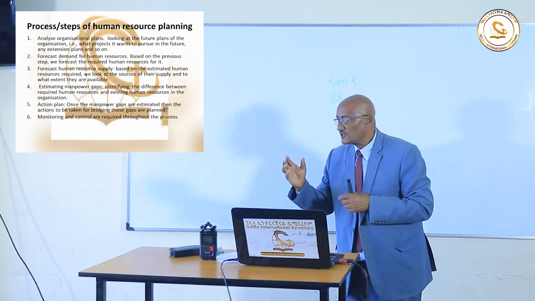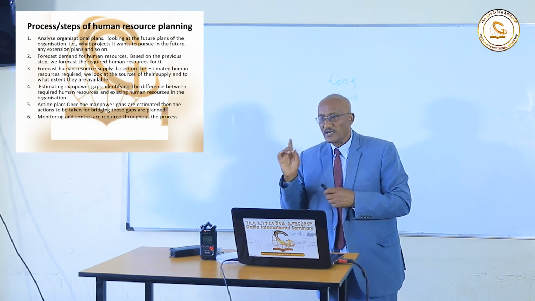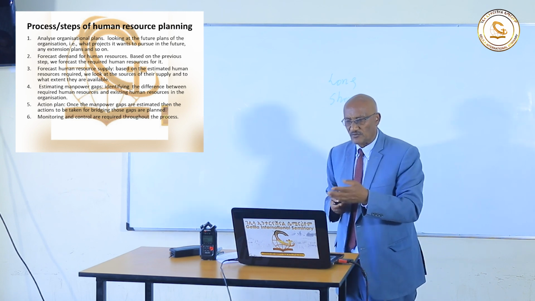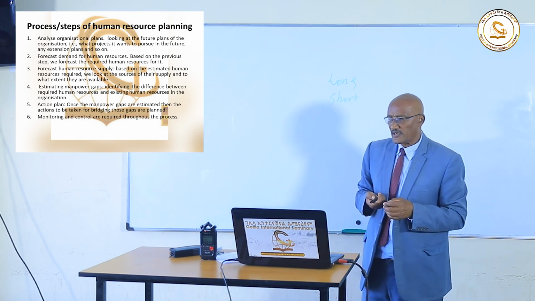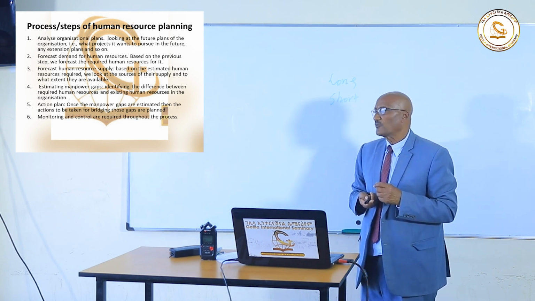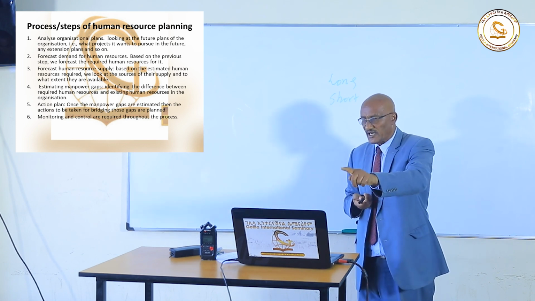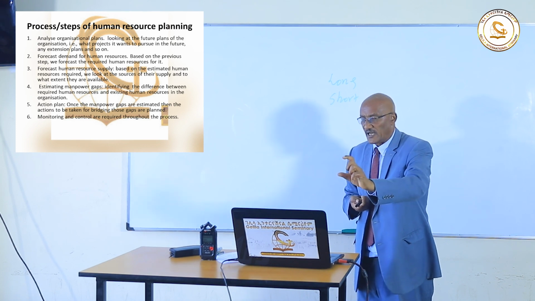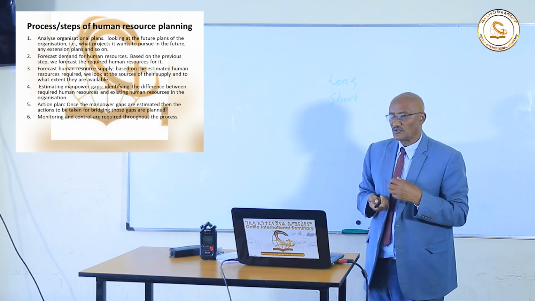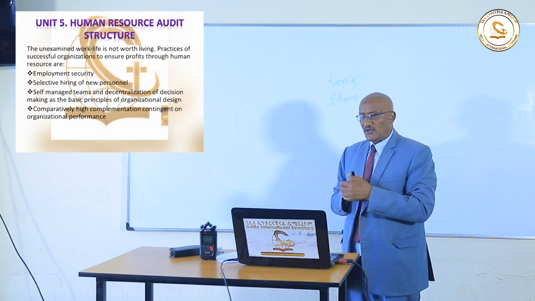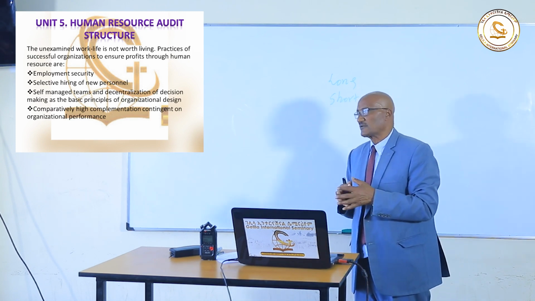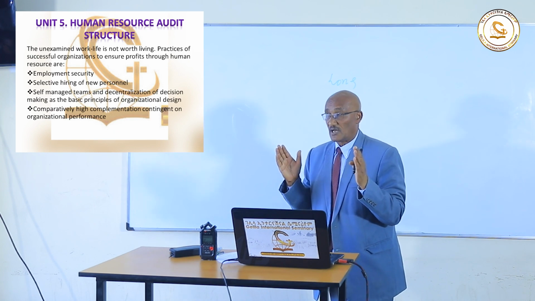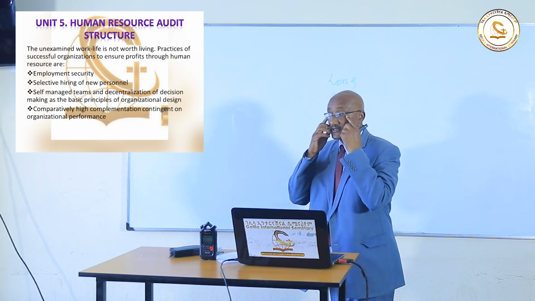You have to just make a kind of plan to bridge those gaps. The last point is about monitoring and controlling required through the whole process. Monitor each case: number 1, number 2, number 3, number 4. You have to monitor and you have to control this case. Human resource audit structure is another point. How does the human resource audit structure look like?